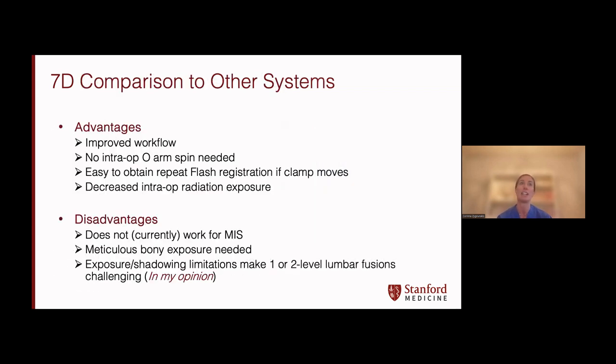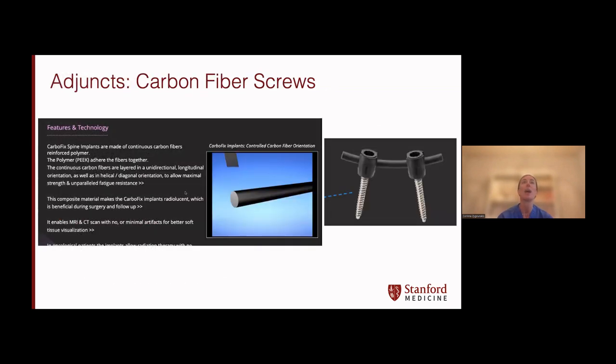But I love that we don't have to get an intraoperative O-arm spin, so that decreases OR time. It's really easy to get a repeat registration. It takes a couple of seconds to take a new picture of the field instead of bringing in your O-arm if you have any issues with your clamp moving. It does, similarly to other types of navigation, increase your intraop radiation exposure.